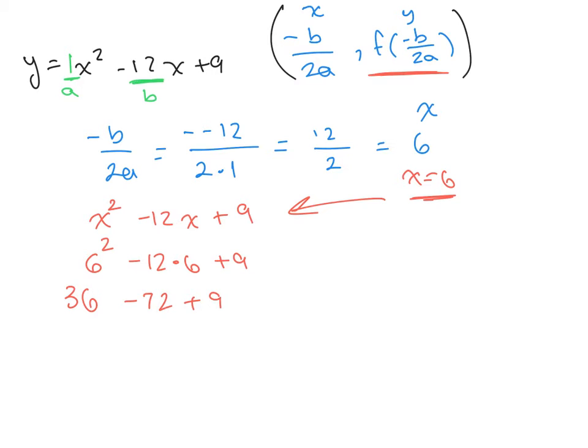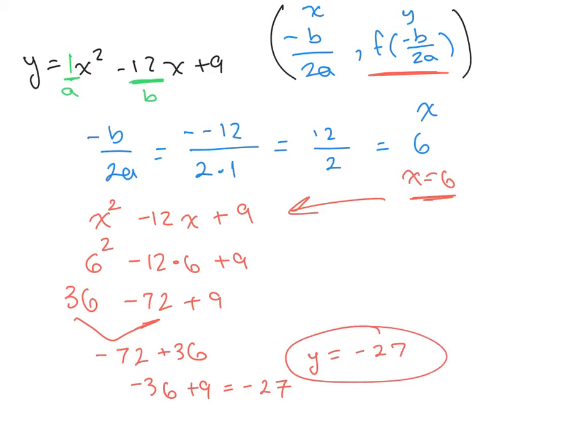So now you just add everything up. 36 minus 72 is the same thing as negative 72 plus 36. If you add that together, you get negative 36, and then you still have the plus 9. So negative 36 plus 9 is negative 27. So when we substitute in x equals 6, we get y is negative 27. So our y-coordinate is negative 27.